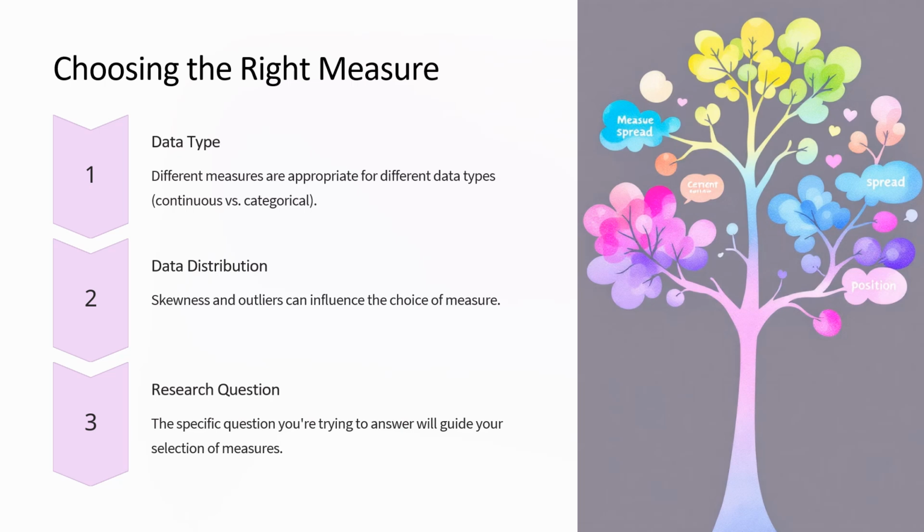And choosing the right measure. For your data type, different measures are appropriate. It can be continuous or categorical. And for the data distribution, skewness and outliers can influence the choice of measure. And lastly, for the research question, which will be covered in subsequent videos, the specific questions you are trying to answer will guide your selection of measures.